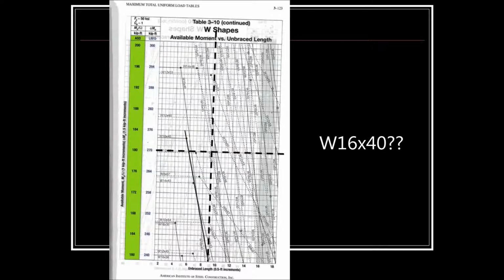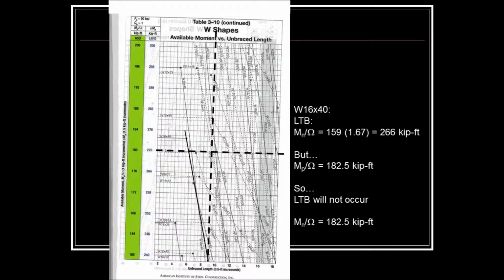Now remember, the Cb factor increases the LTB strength of the beam. Of course, it has no effect on the plastic strength. Now these charts have been made for a Cb factor of 1. That means that my real allowable moment for a W16x40 is actually 159 times the Cb factor of 1.67, or 266 kip-feet. Still, that's not the actual allowable moment strength because we can never exceed the plastic moment strength. So based on the plastic moment, the allowable moment will be 182.5.